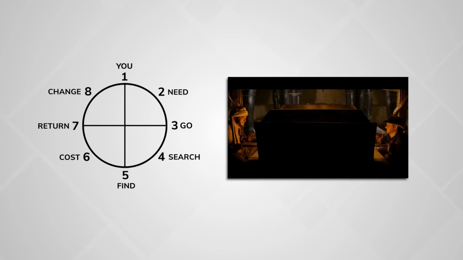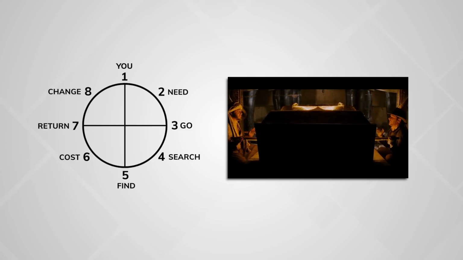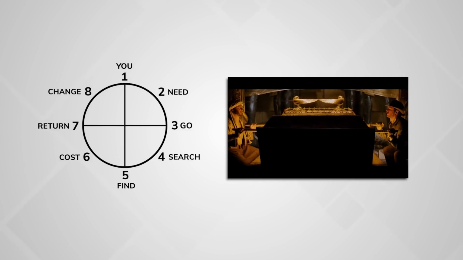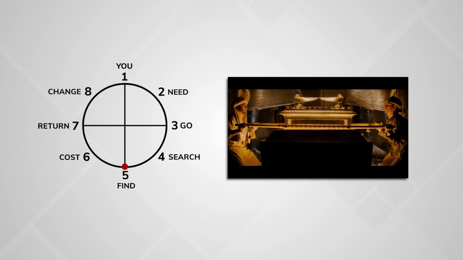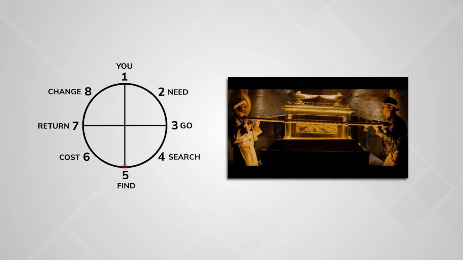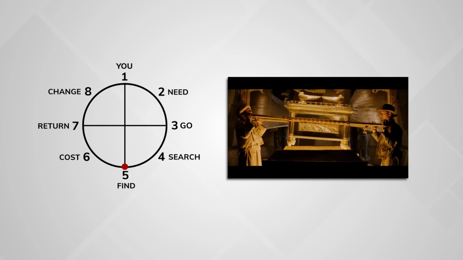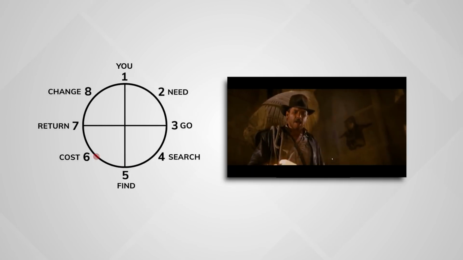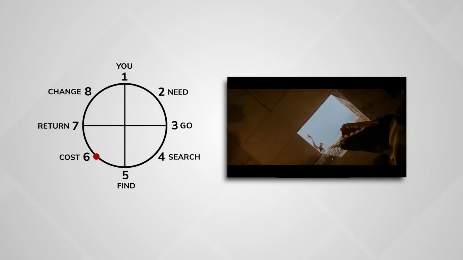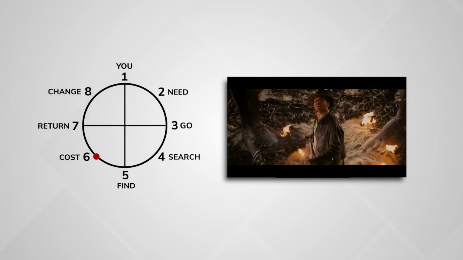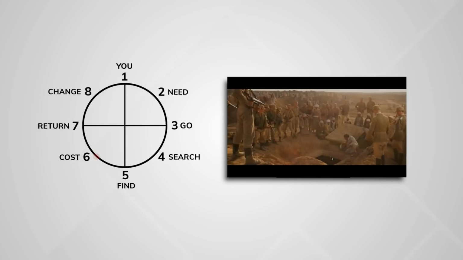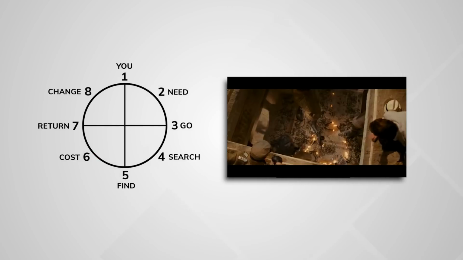In Indiana Jones and the Raiders of the Lost Ark, Indy finds the Ark of the Covenant at the midpoint. This is point 5. Indy has gotten what he wanted. However, this comes at a cost. We move to point 6 when the Nazis take the Ark from Indy and leave him to die. This creates a completely new situation for Indy. He must figure out how to survive and retrieve the Ark back from the Nazis.